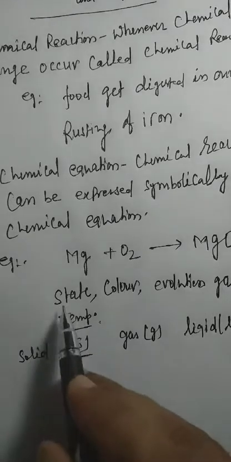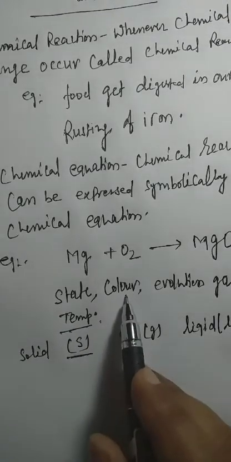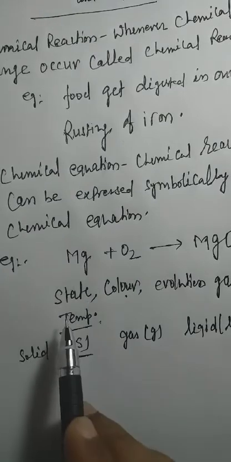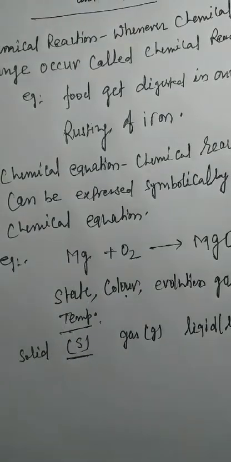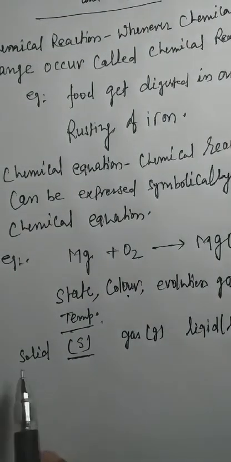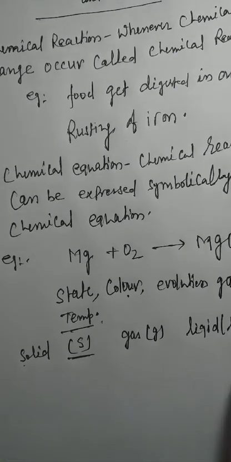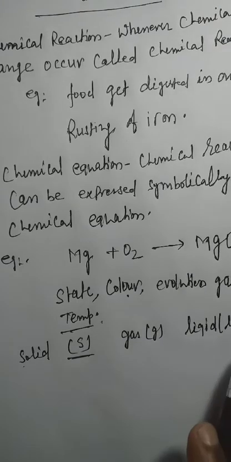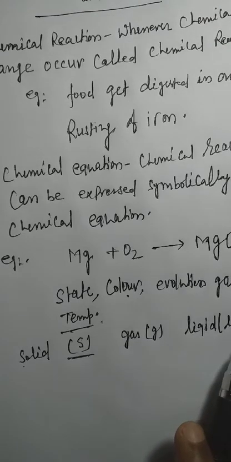Right, we are talking about it a little more because color is very clear, and evolution of gas and temperature are very clear. States have a little broader range that exist in different conditions. Something is solid, liquid or gas. So we have to elaborate how we write it whenever we write the chemical equation.